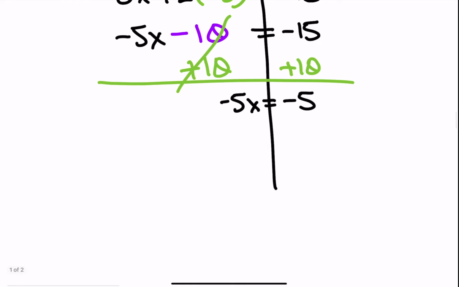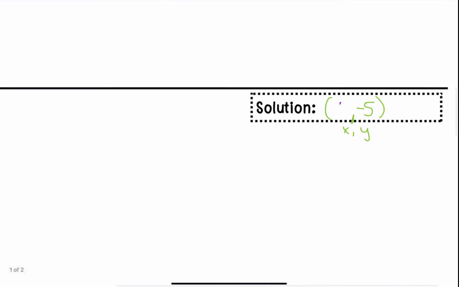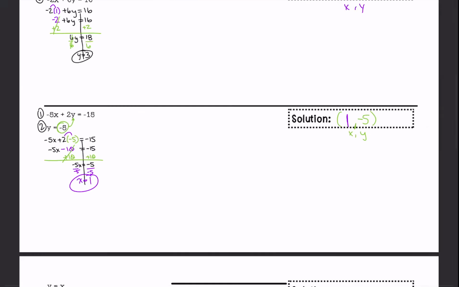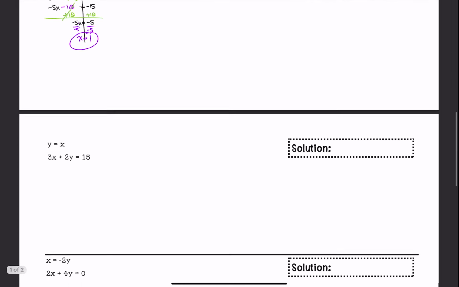All right, to get rid of -5 as a coefficient, it's being multiplied, so we are going to divide -5 on both sides so that we get x equals 1. Now we know x's number, so we have our solution. These are the easy peasies. Let's take it up a notch.